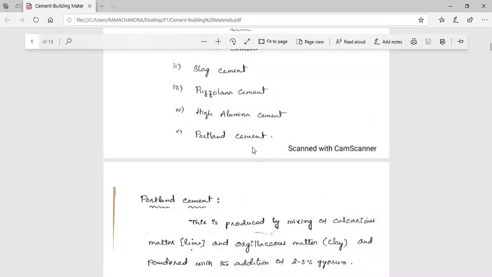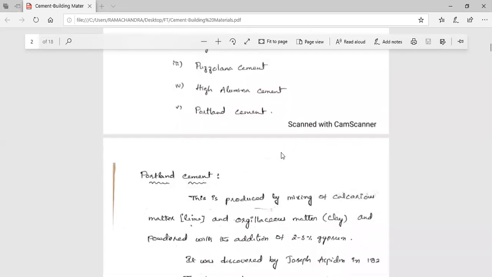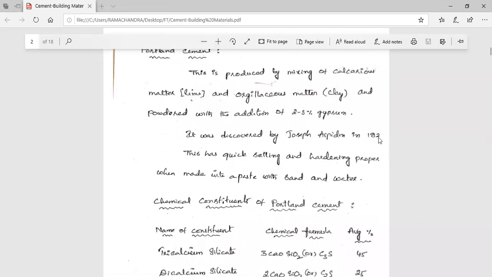This Portland cement was discovered by a scientist in the year 1824. Joseph Aspdin, an English scientist, discovered Portland cement in 1824. It has a quick setting and hardening property when made into a paste with sand and water.